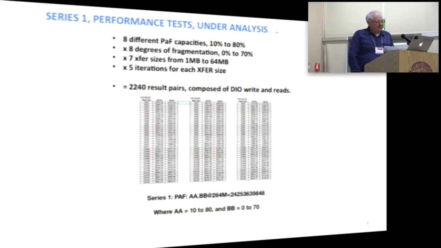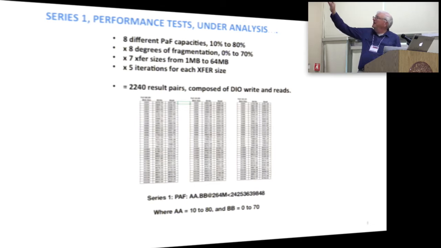So we have collected some data. The data is under analysis today. We have 2,240 result pairs for our first phase of fragmentation testing. That's composed of direct I/O writes and reads.